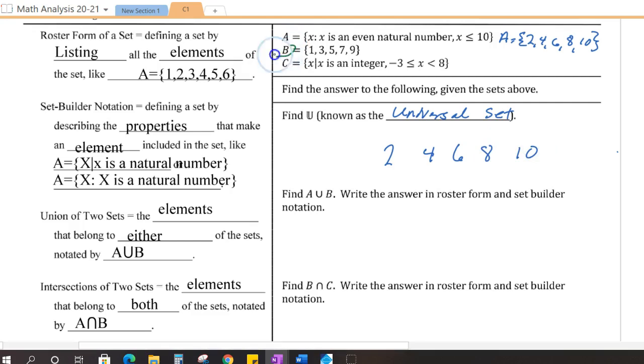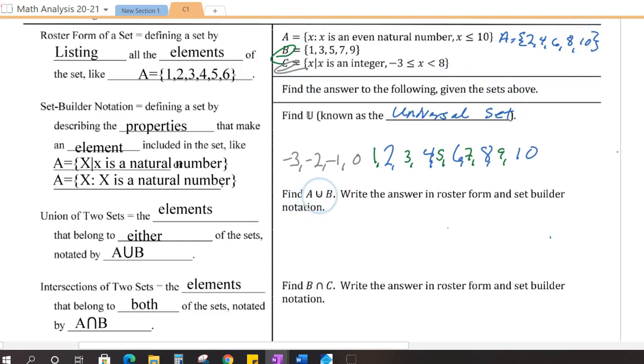So if I was to write this out, my very first one was A. Letter B gives me 1, 3, 5, 7, 9. And then set C gives me the integers from -3 including to 8 not including. So we have, since 1, 2, 3, 4, 5, 6, 7 were already in the other sets, I don't have to rewrite them. So the universal set lists everything that I have from the top 3 sets.